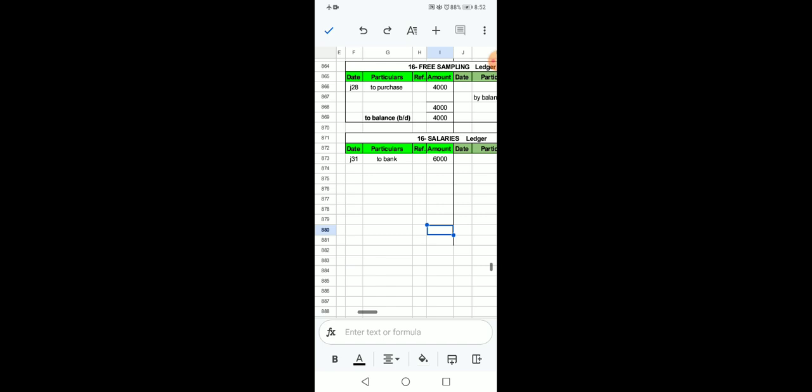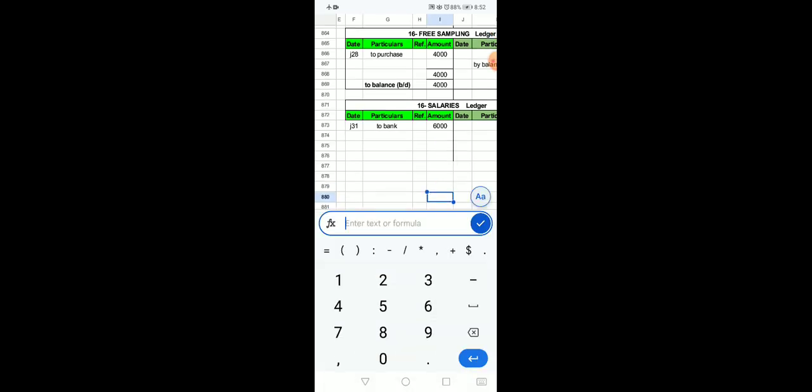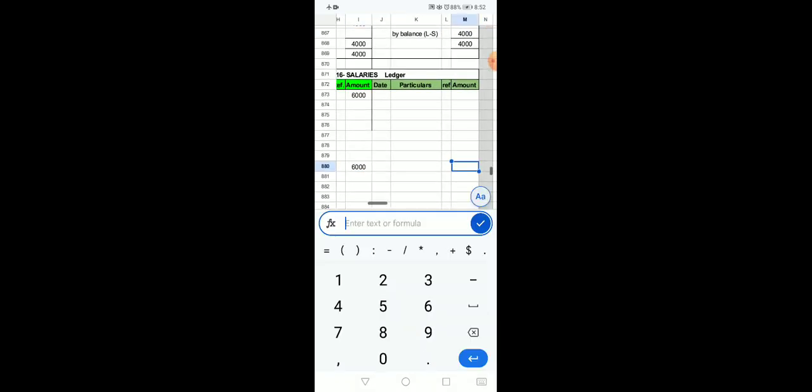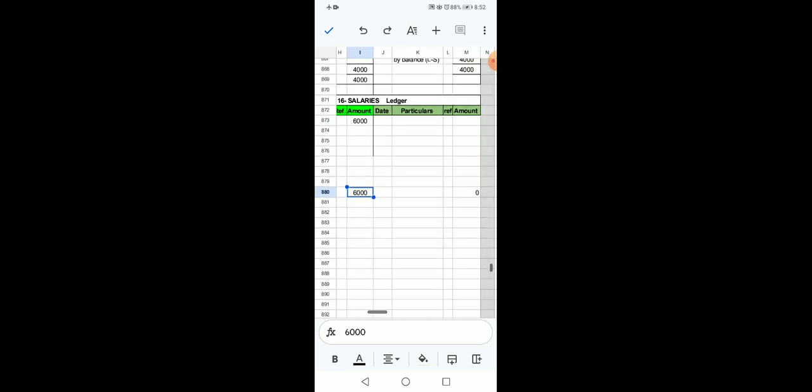Okay, the sum of both sides needs to be calculated. The sum of the debit side is 6,000. For the credit side, nothing is mentioned over here, so it is a zero balance. There was only one amount on the debit side. So total debit is 6,000, total credit is 0.